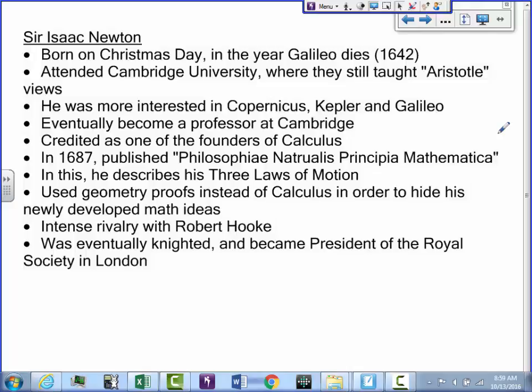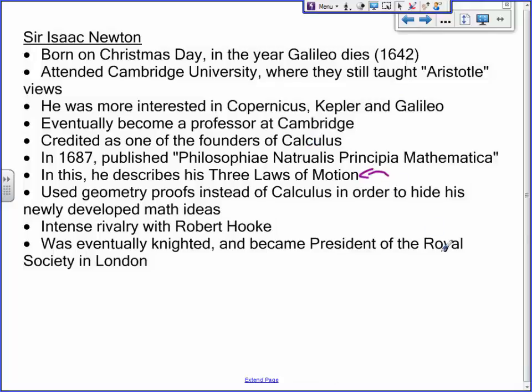He went to Cambridge. He was interested in studying these guys, Copernicus, Kepler, and Galileo. We'll talk about them as well. He's actually a founder of calculus, and we're going to talk about this slowly over the next few days. He published 3 laws of motion. So after today's set of notes, each of our next couple of classes, we're going to spend time talking about each one of his 3 laws of motion.